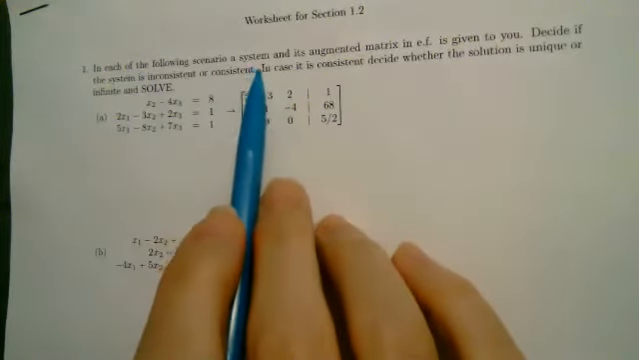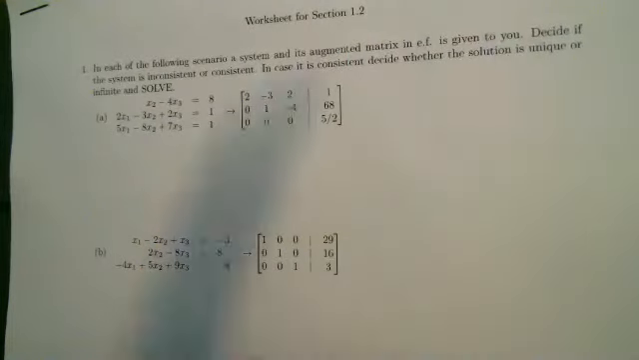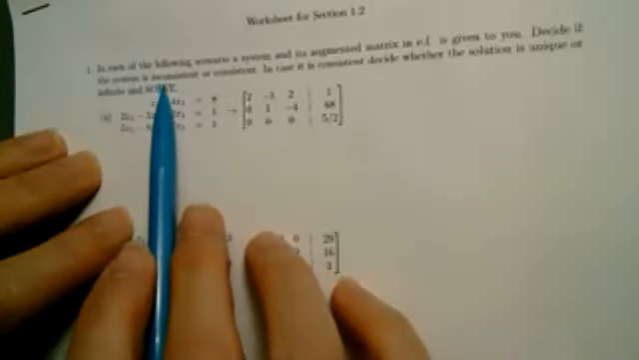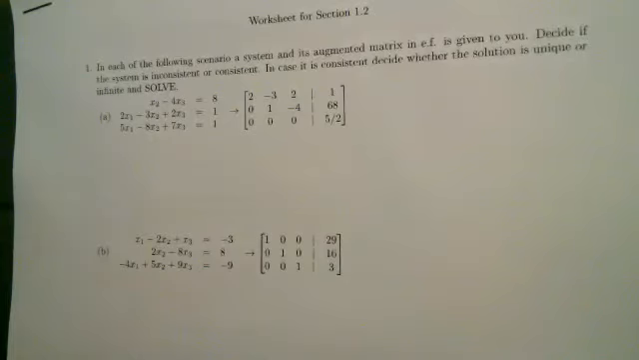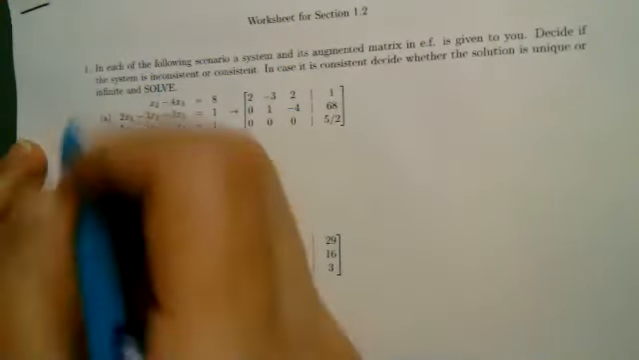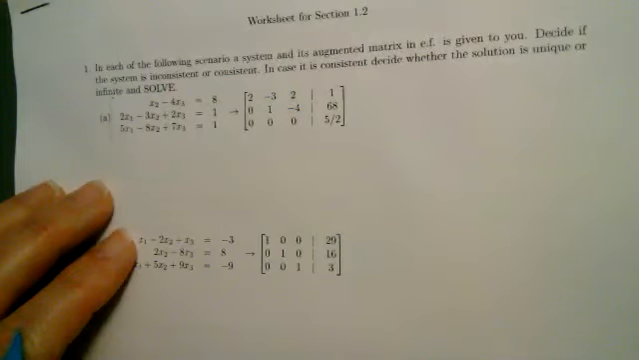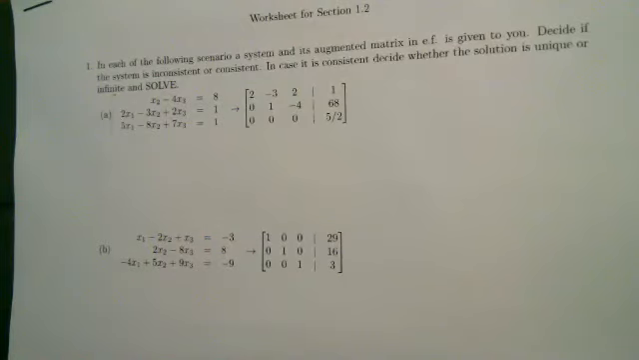In each of the following scenarios, a system and its augmented matrix in echelon form is given to you. So I gave you the whole thing. The idea is how to do that. Decide if the system is inconsistent or consistent. In case it is consistent, decide whether the solution is unique, meaning there is one of them, or infinite, meaning we have infinitely many, and then solve. Okay, the first system, that's the system. We reduce it, we get that. So that's it. The first one is very easy. Is the system consistent or inconsistent? Immediately.